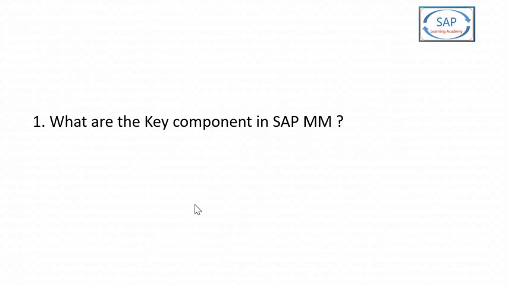So the first question, what are the key components in SAP MM? So here you have to say what are the basic tasks or basic work that we do in material management. We can say master data creation, purchasing, inventory management, invoice verification, physical inventory, material valuation, service management. So these are the various key components that we are doing in SAP material management. Now we will be moving to the next question.